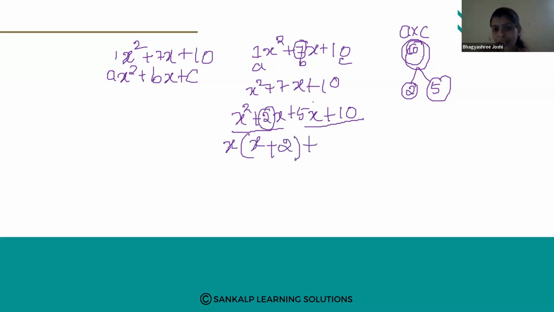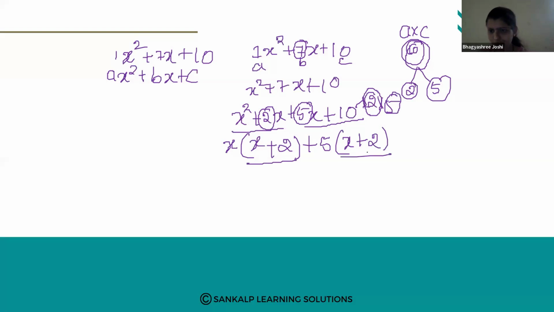Here 5x plus 10. 10 can be written as 2 into 5, right? Here also 5 is there and here also 5 is there. So I will take 5 as common. What remains here? Only x plus here 2. Right? 2 remains. X plus 2. One factor is x plus 2. The same came on both sides. So I will write x plus 2.